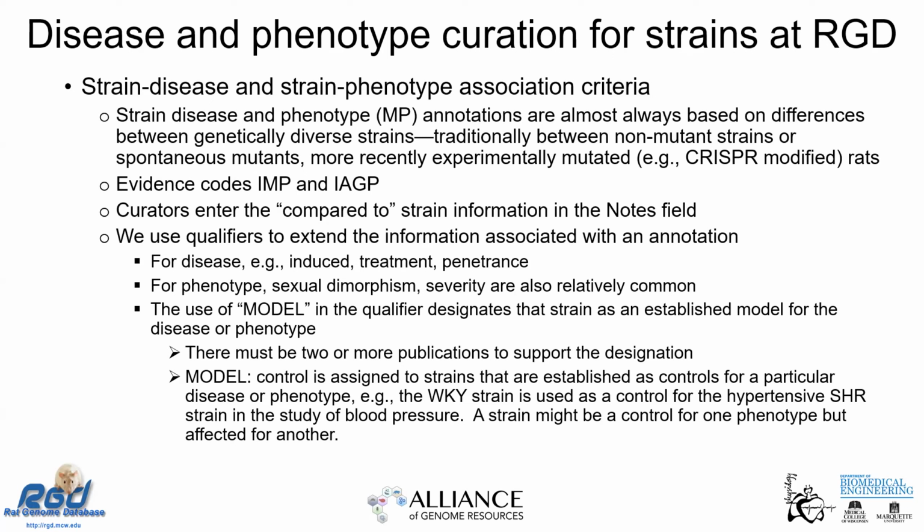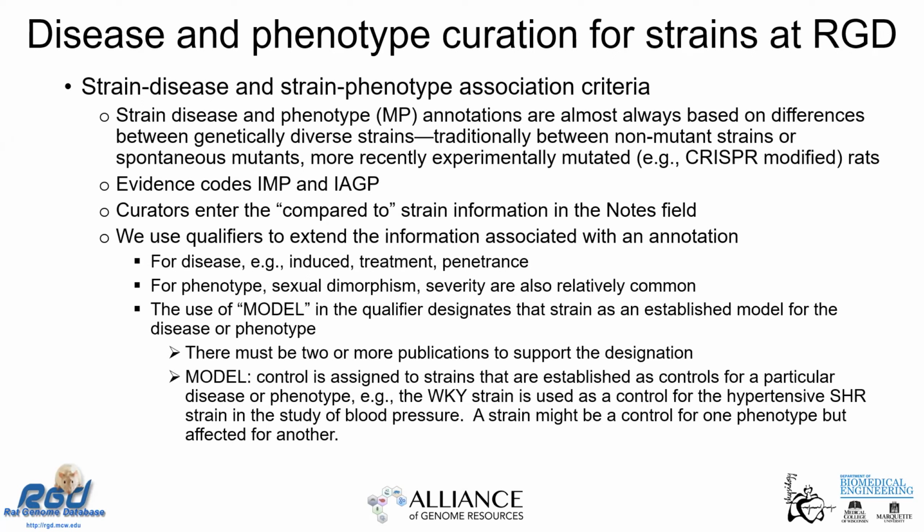IMP is inferred from mutant phenotype. Inferred from mutant phenotype is used when it is an experimentally mutated rat, and then IAGP is inferred from the association between a genotype and a phenotype, and those are used for the naturally occurring variants.